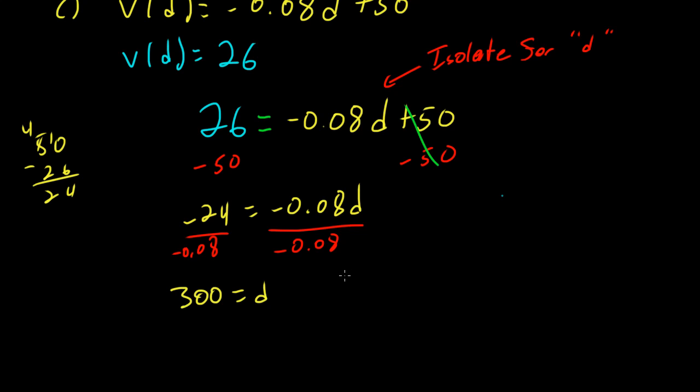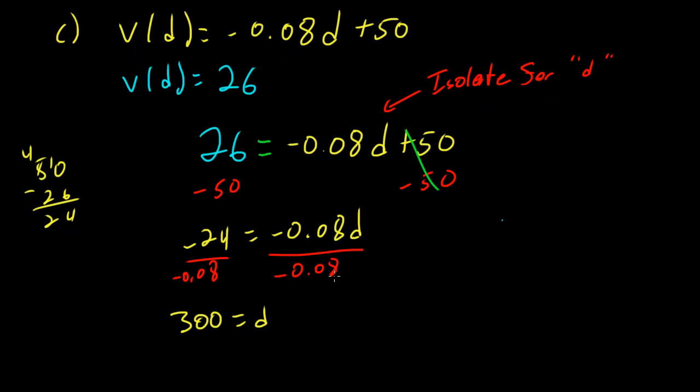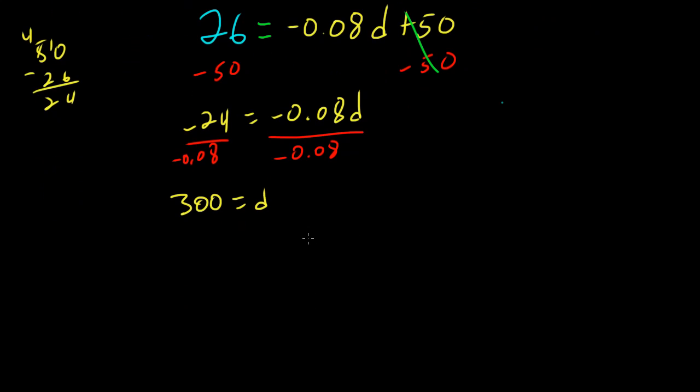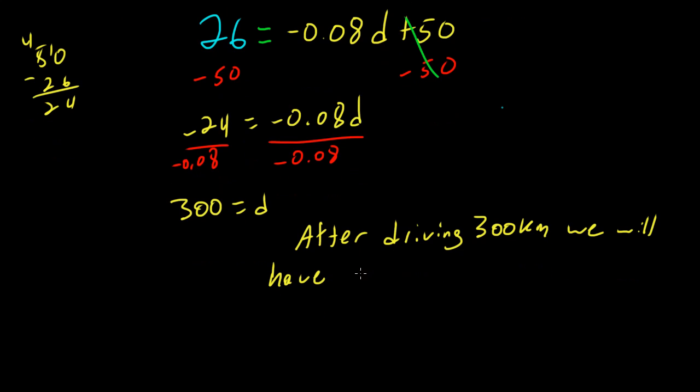Equals D. So in this case, what does this represent? Well, after driving 300 kilometers, we'll have 26 liters of gas remaining. We're relating our independent to our dependent variable. After driving 300 kilometers, we will have 26 liters of gas remaining.